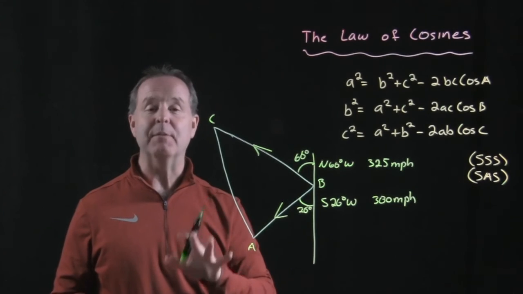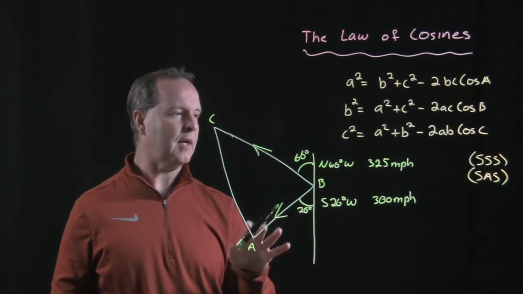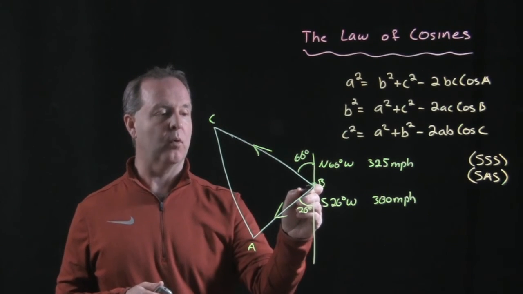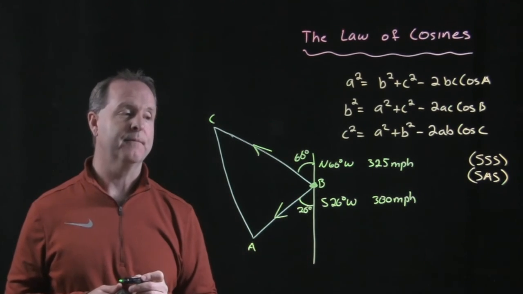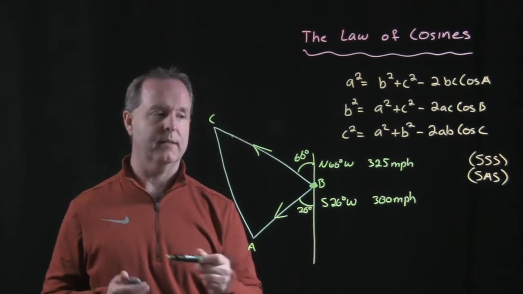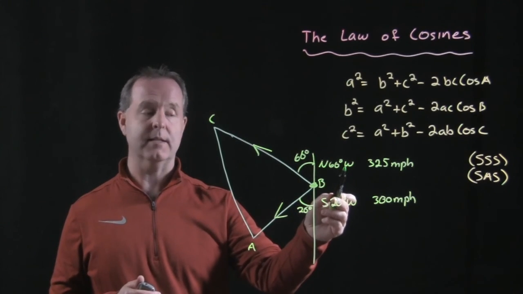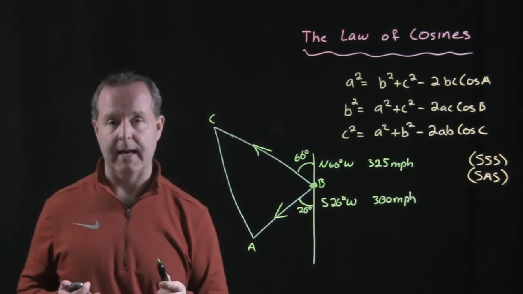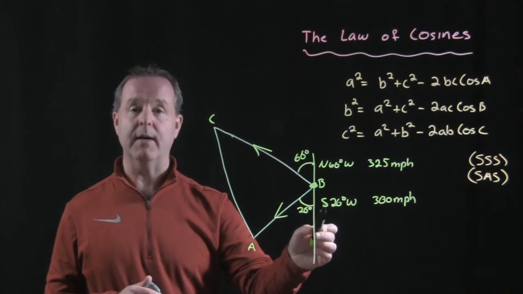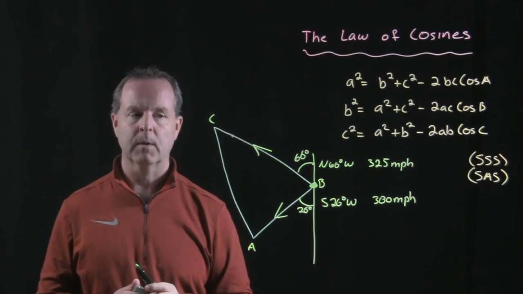So let's look at an application that we can work with here to have an idea of how we can use law of cosines. Imagine that I have some airport at point B. I have two planes taking off at the same time on different runways. One airplane is on a bearing of north 66 degrees west, going 325 miles an hour. Another plane is on a bearing south 26 degrees west at 300 miles an hour.